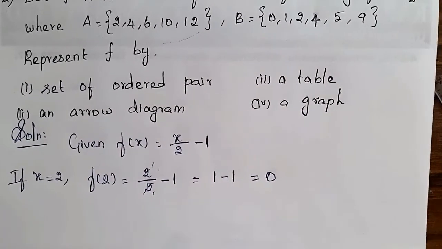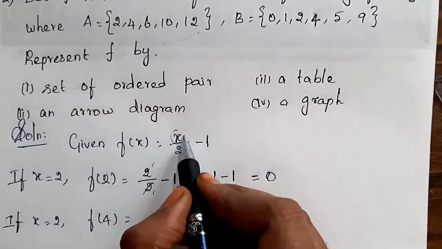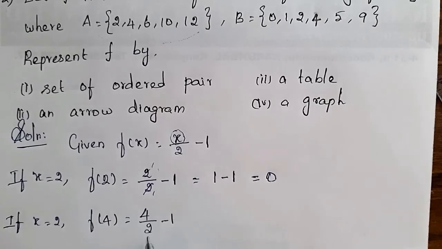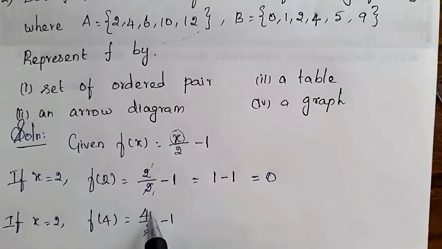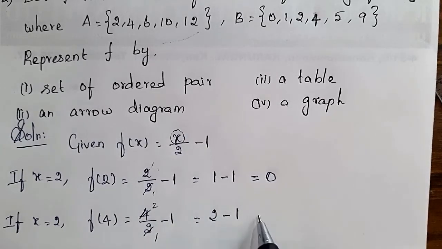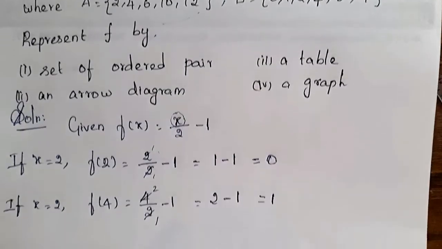Next, you can apply the value 4. If x equal to 4, then f of 4 equal to, in this place of x, you can apply 4. 4 by 2 minus 1. Cancel using the 2 table. 1, 2 is 2. 2 2s are 4. That is equal to 2 minus 1. 2 minus 1 value is 1. Clear? Then we can apply the 6 value.